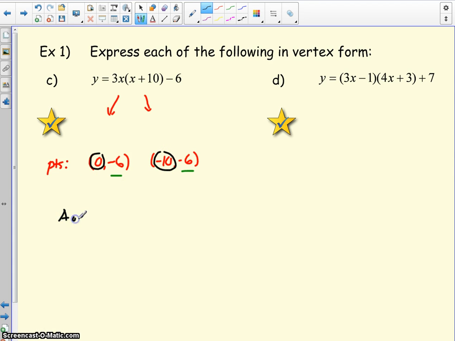So we can take these two values. The axis of symmetry will be 0 plus -10, all over 2, which gives me -5. Okay, and then right from here I can do exactly what I did before. Sub the axis of symmetry into the equation, solve for the y value of my vertex, and start creating vertex form from there. I'll let you try and finish that one up, and then try D, and we'll go through the answers together in a minute.